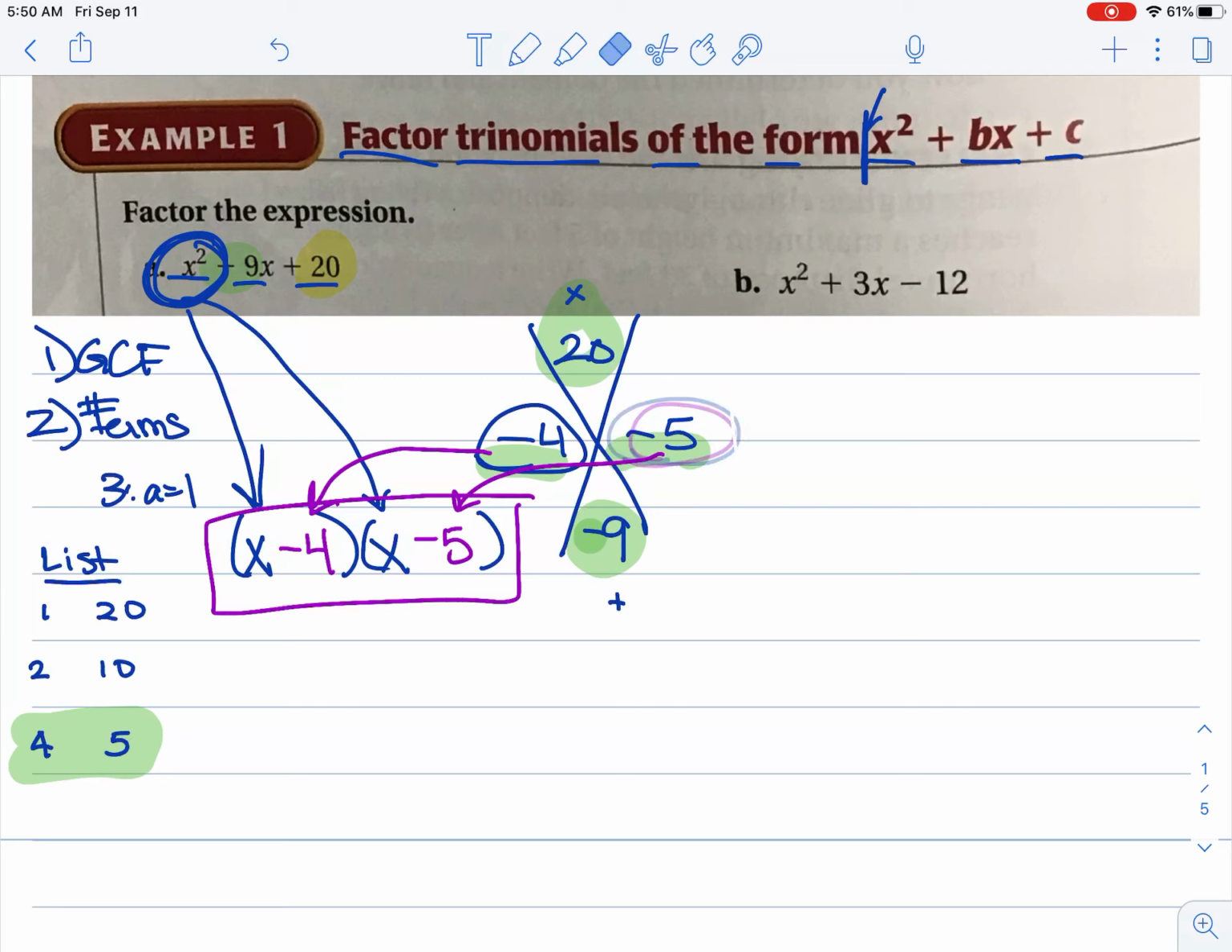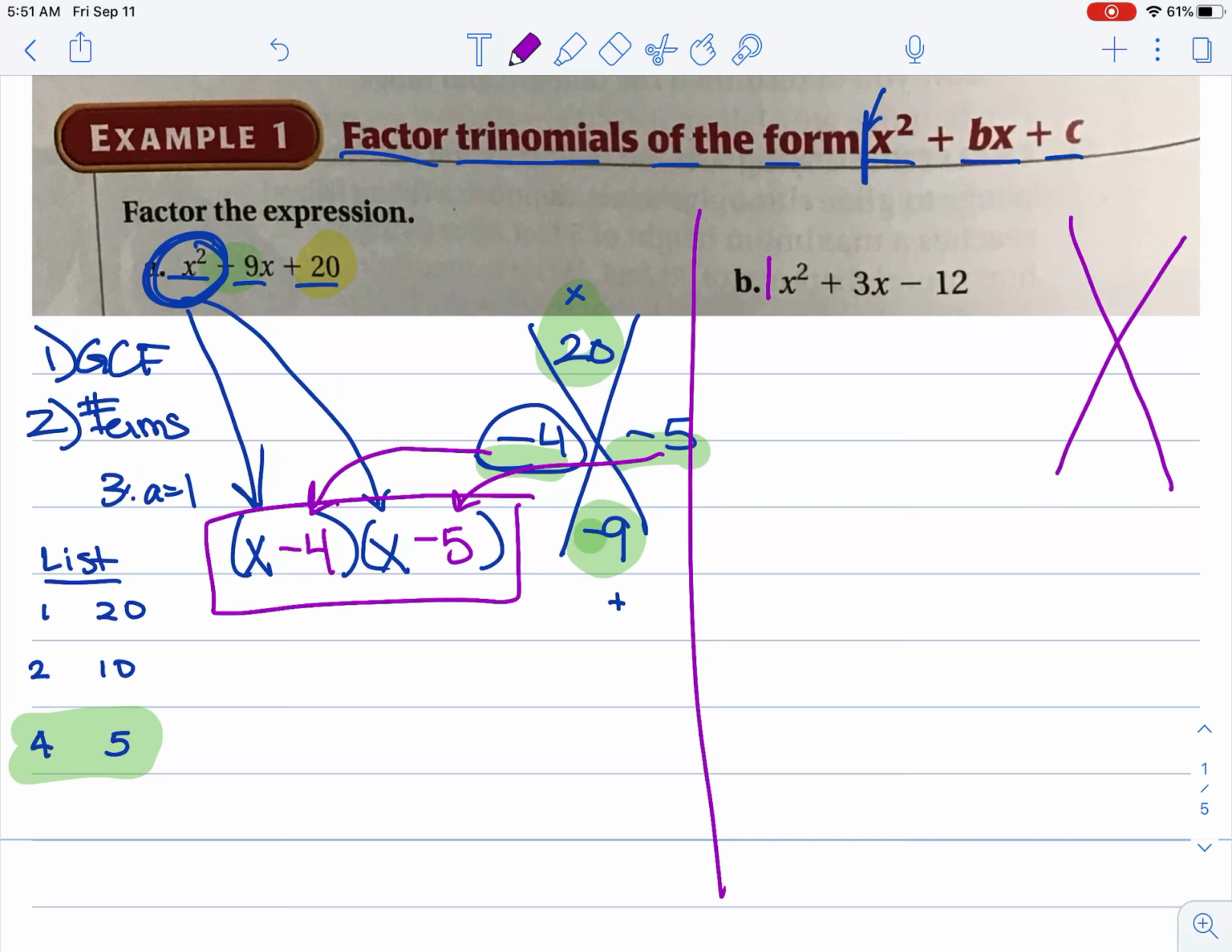All right, let's do the next one. So again, we've got 3 terms. There's no GCF. There's a 1 in front here, so we know we can use the x factor. We're going to put the last term on top, that's the c term, and the middle term on the bottom. We're looking for the factors that multiply to -12 and add to 3.